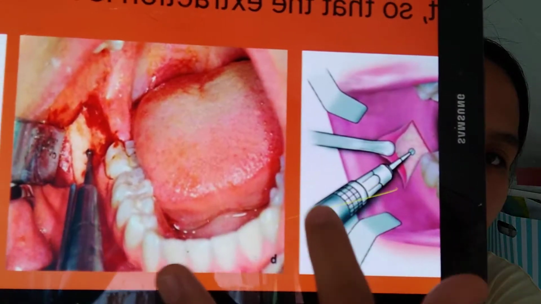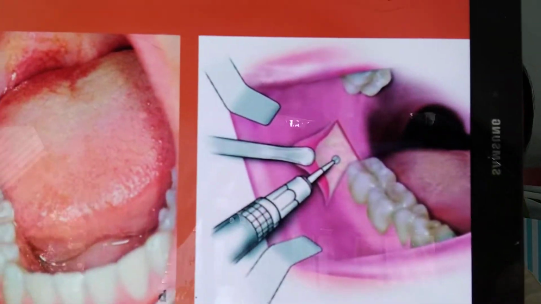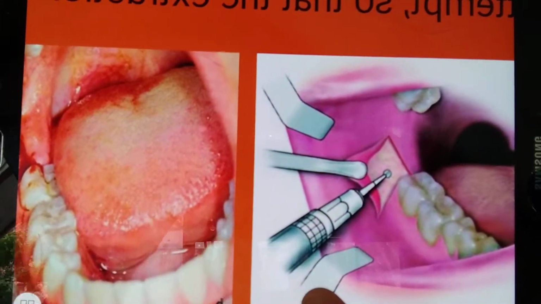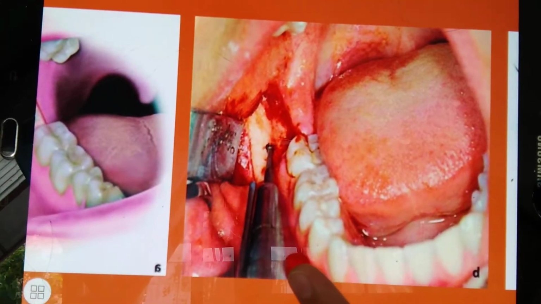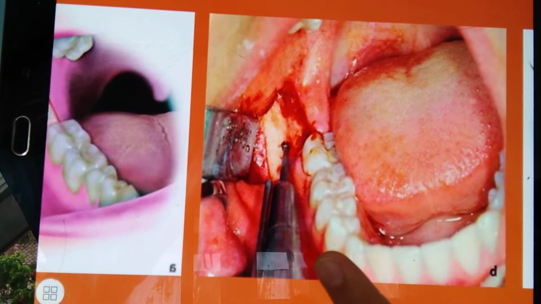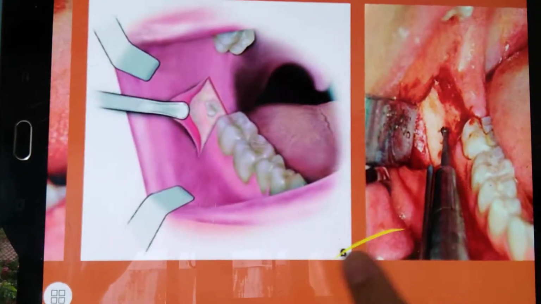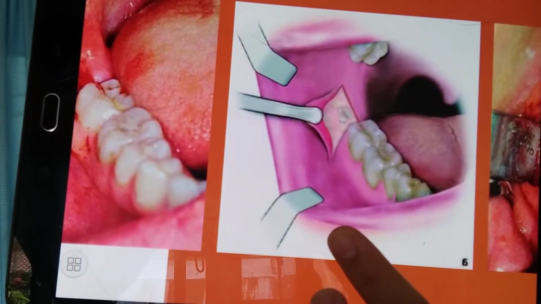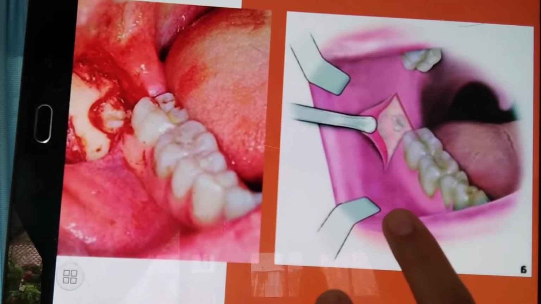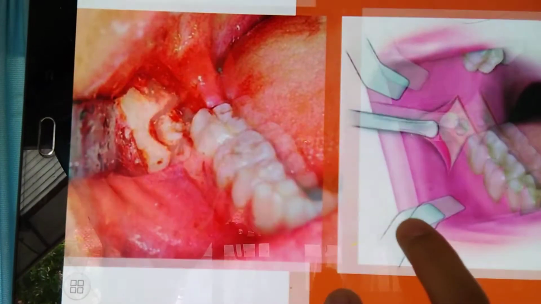And the next step is the bone covering the tooth, this one. The bone covering the tooth is removed using a burr until the entire crown is exposed. So this one right here. And if the roots of the tooth have not yet developed, the tooth will roll inside the alveolar crypt during the elevation attempt so that the extraction is relatively difficult. So this is the picture for reflecting the flap.